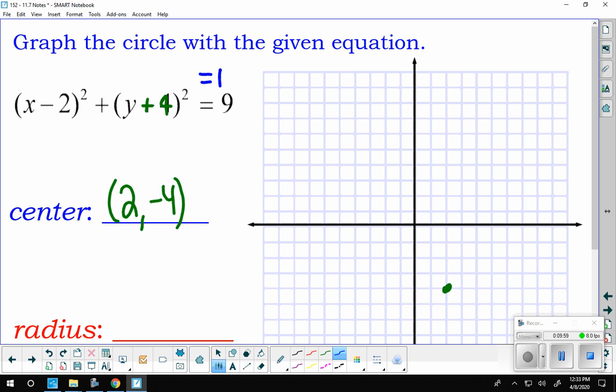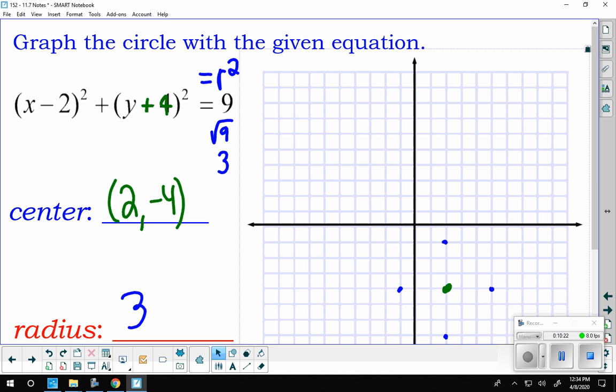Remember, this equals radius squared. So what times what gives me 9? If you're unsure, you can just take the square root of 9, and that means the radius is 3. So don't forget that it's r squared, so you have to take the square root of it to get r. So we're going to go to the right 3, up 3, to the left 3, and down 3. And there's my circle. Okay, again, don't have to be perfect, but just make sure it doesn't look like a square.